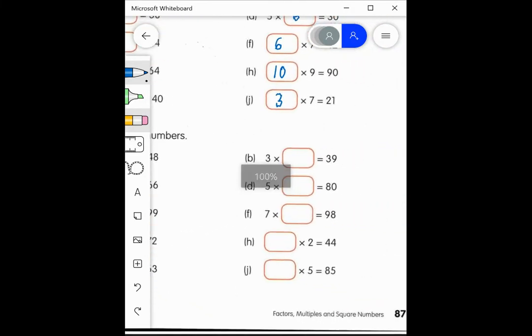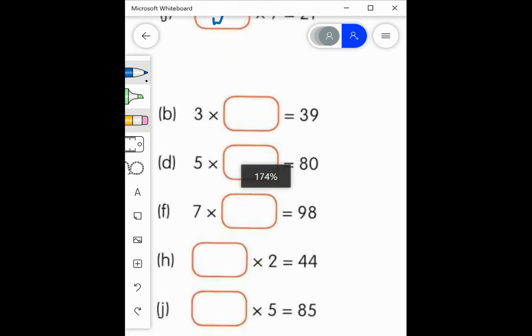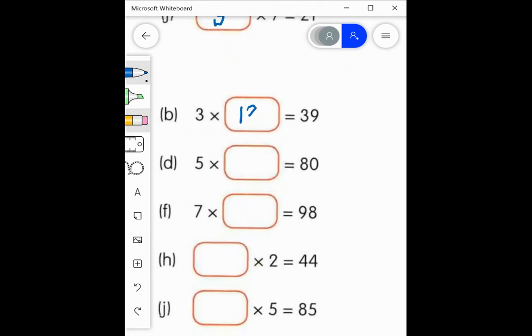All right, and then moving on here, we should say 3 times 13 is 39. 5 times what is 80? If you need to divide, you could take 80 divided by 5 and figure that out. We'll say it's 16, okay? This one, and again, if you need to divide 98 divided by 7, you'll get the other factor, which you'll find to be 14, hopefully.